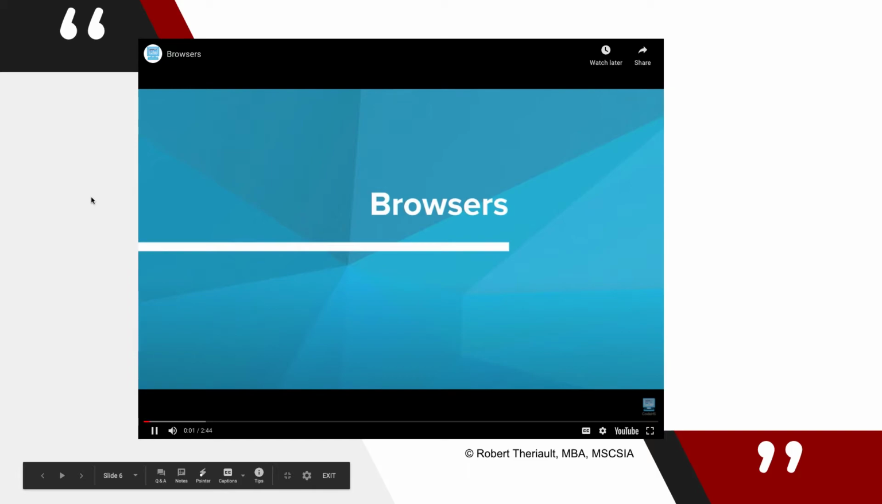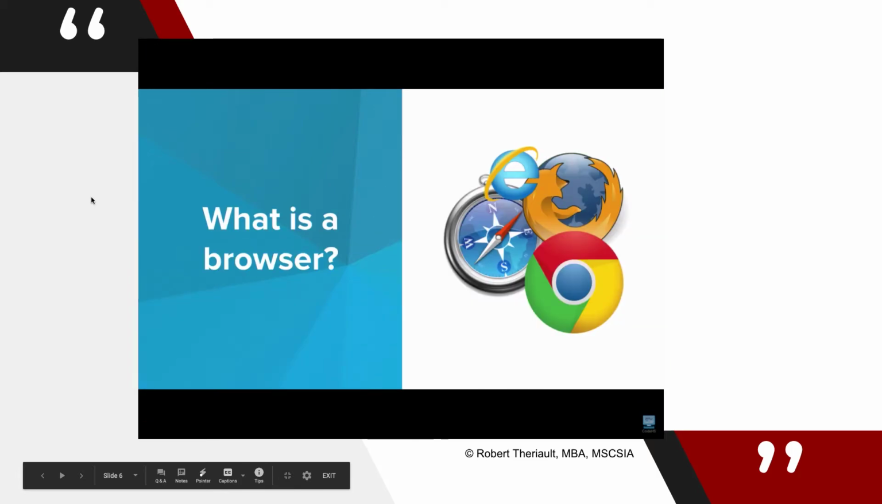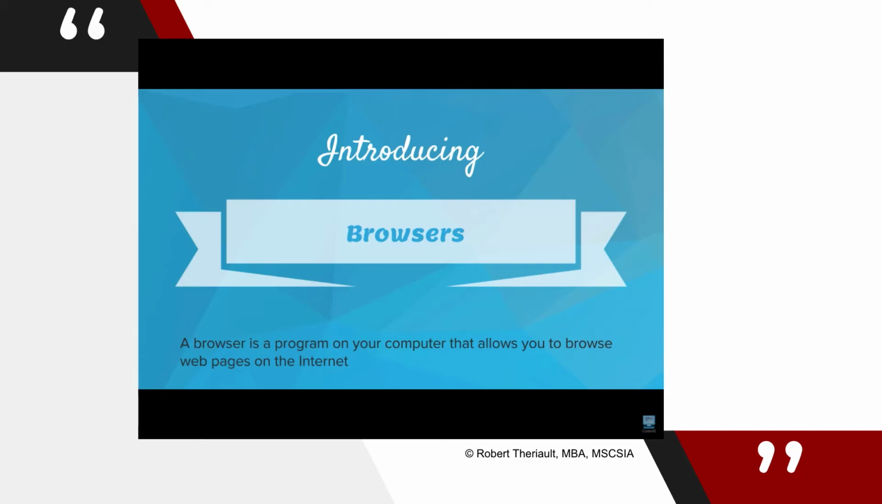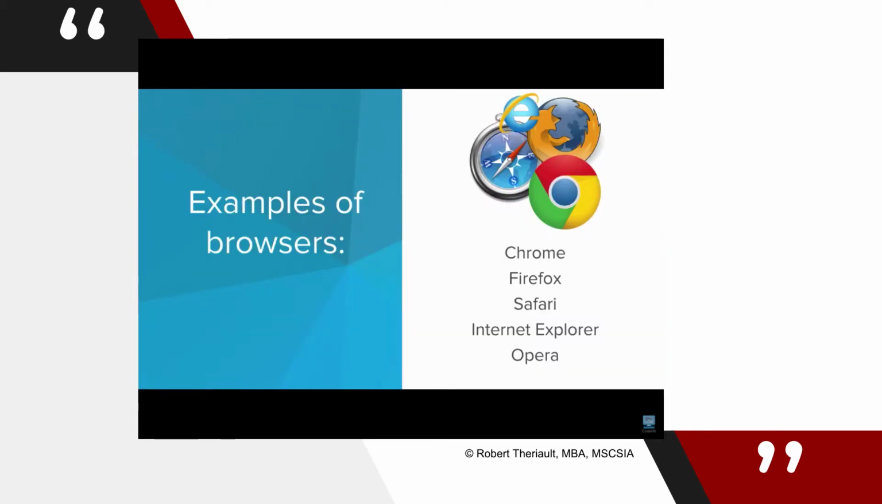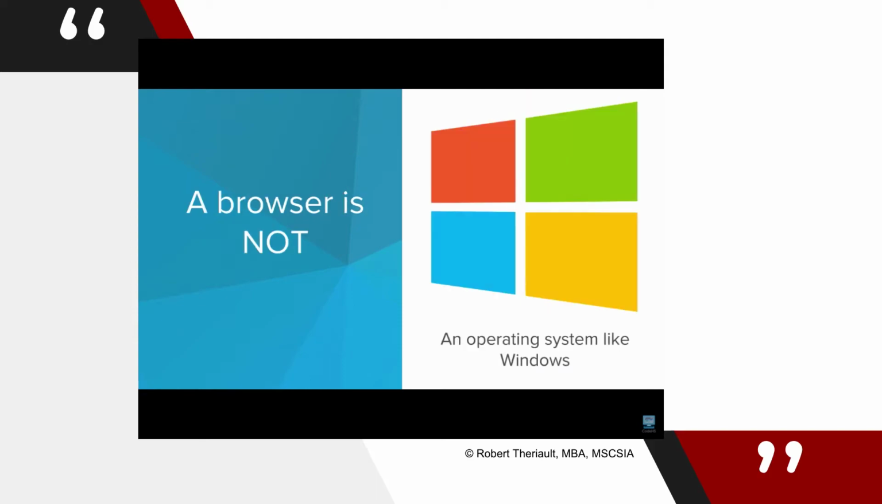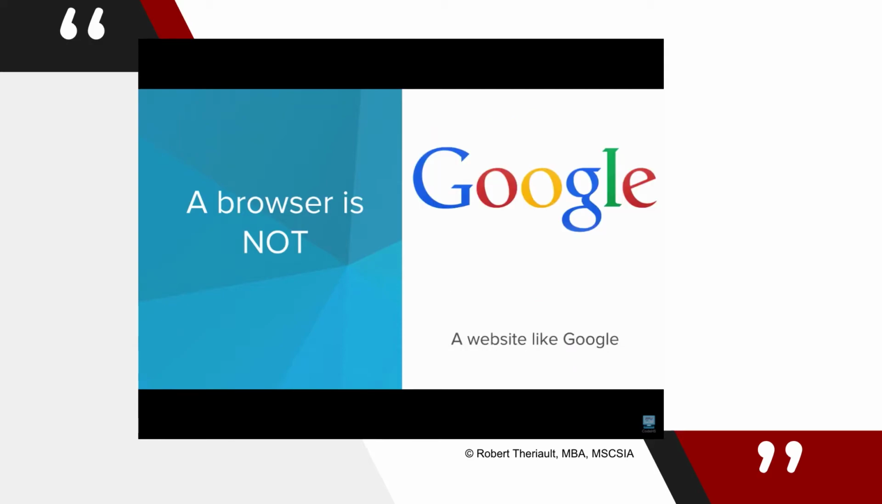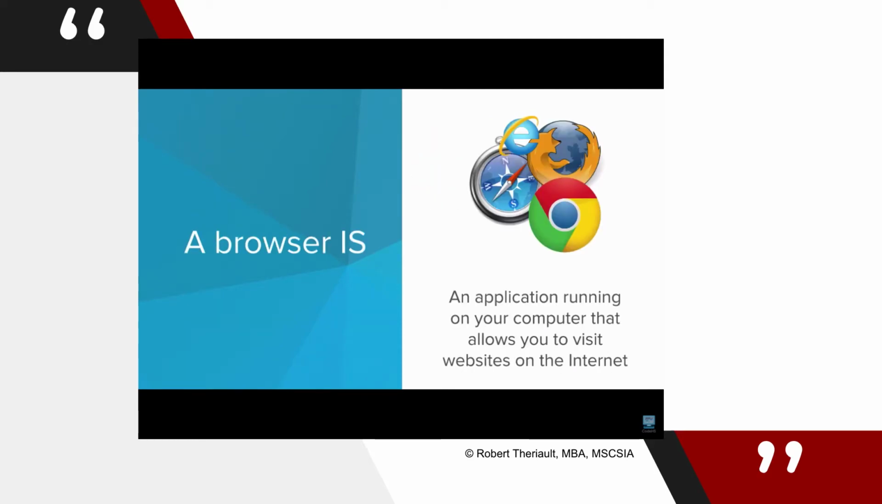Hi, in this video we'll be talking about browsers. So what is a browser? A browser is a program that runs on your computer that allows you to browse the web pages on the internet. Examples of browsers are Chrome, Firefox, Safari, Internet Explorer, and Opera. And chances are you're using one of these to view this video right now. A browser is not an operating system like Windows or Mac. It's not a website like Google or Yahoo. It is an application, which is just a type of program that runs on your computer, that allows you to visit the websites on the internet.